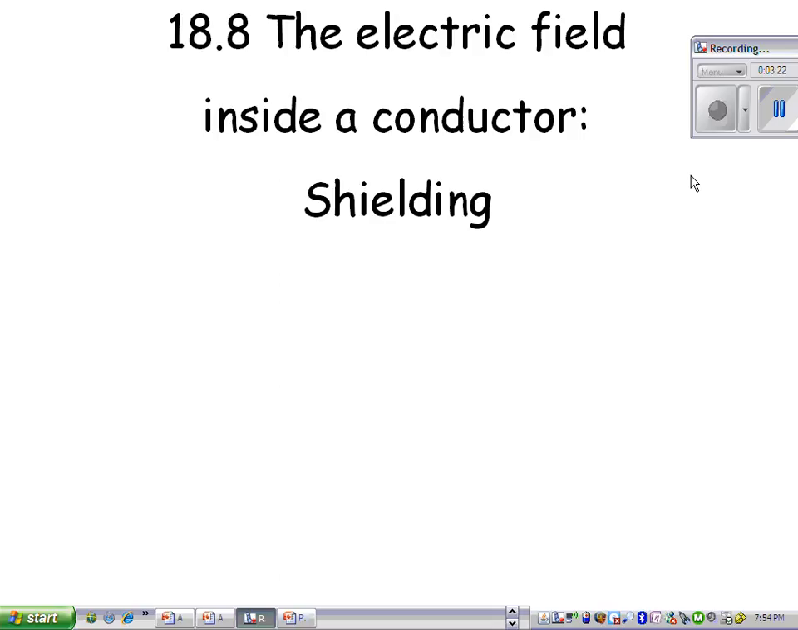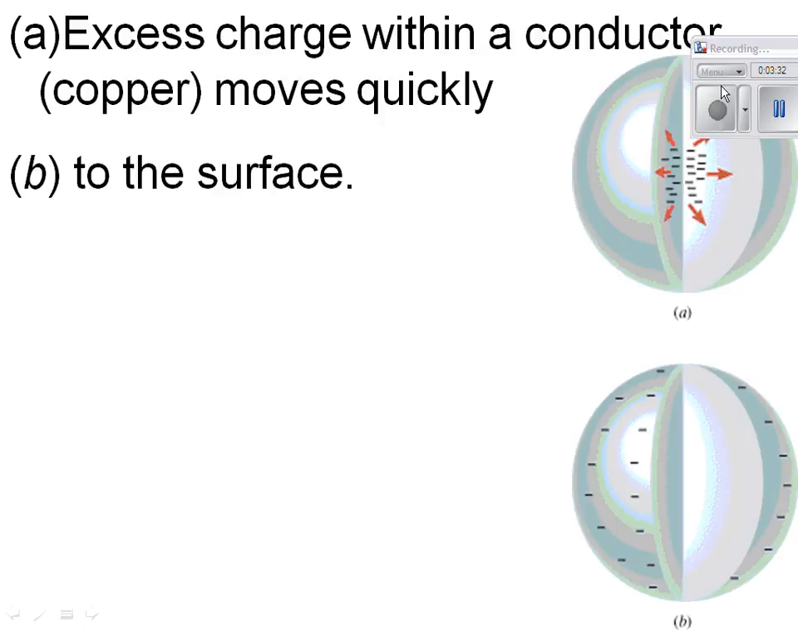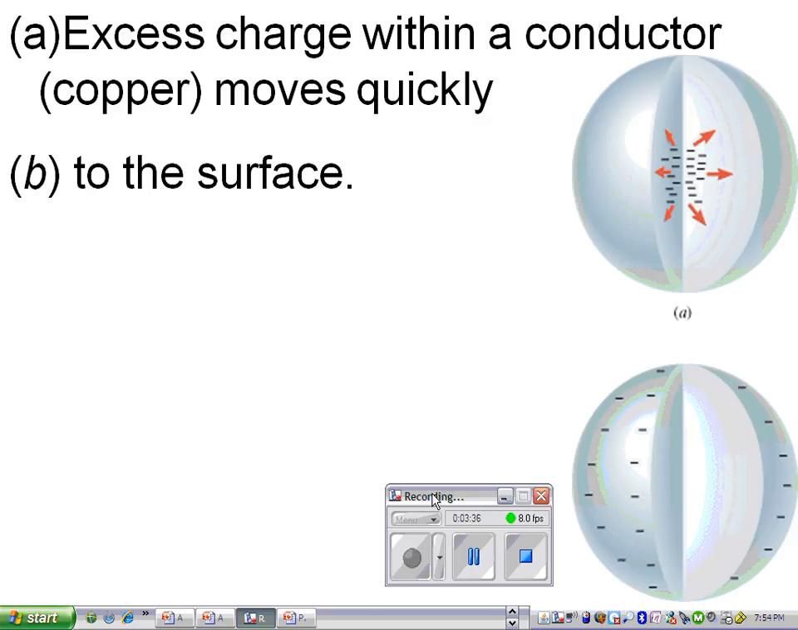Now we want to look at what the electric field inside a conductor is. A conductor is like copper, anything that conducts electricity. If you put charge inside the conductor, the excess charge within a conductor moves out quickly. And it moves out to the surface. So you put this charge on the inside, all that charge moves to the outside very quickly.